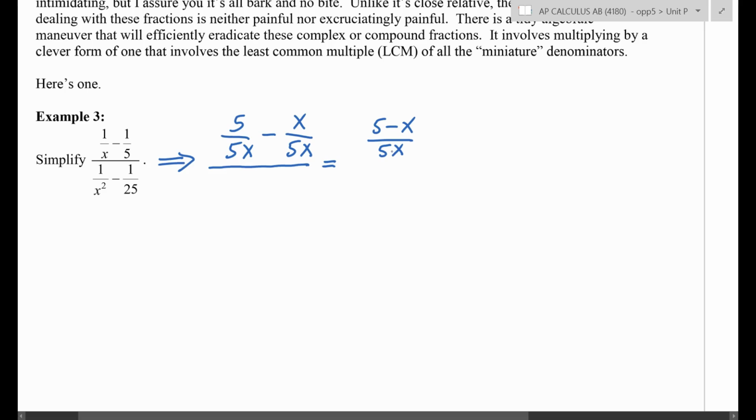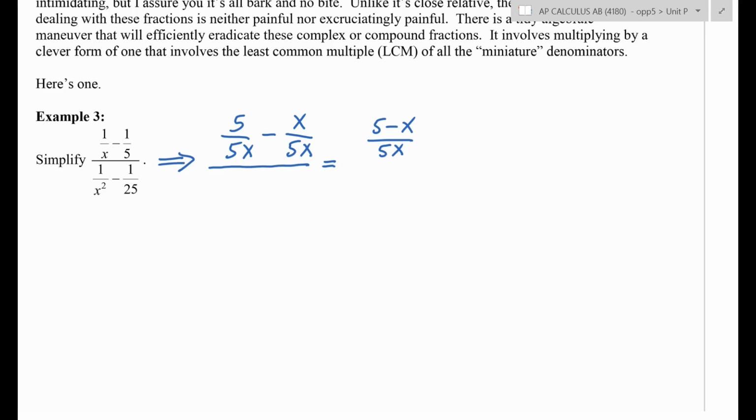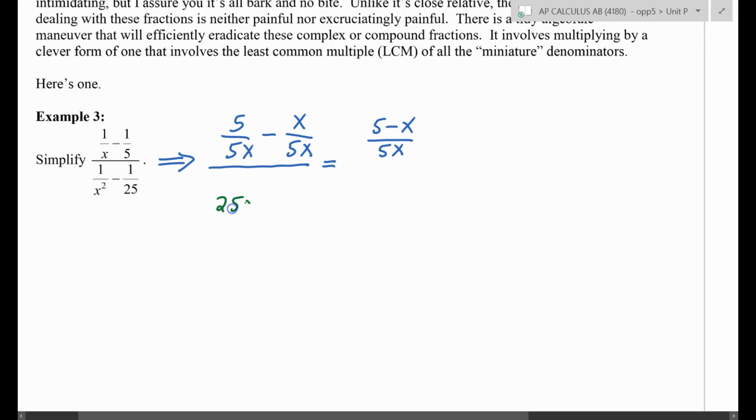Got that? All right, now let's look at the bottom. What would be the common denominator of the bottom? 25 x squared. What do I need to add to the first fraction that wasn't there to begin with? 25. And to the second fraction. And now that I have a common denominator, I can put these 2 together, right?